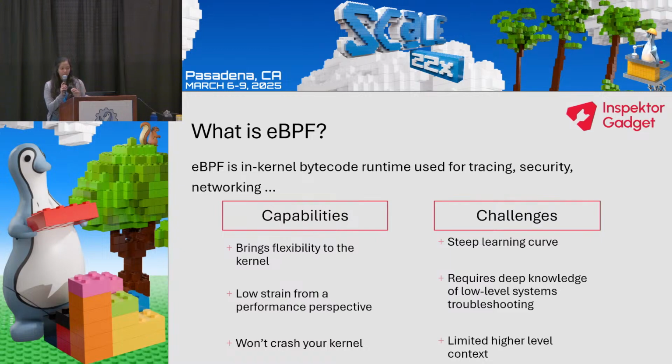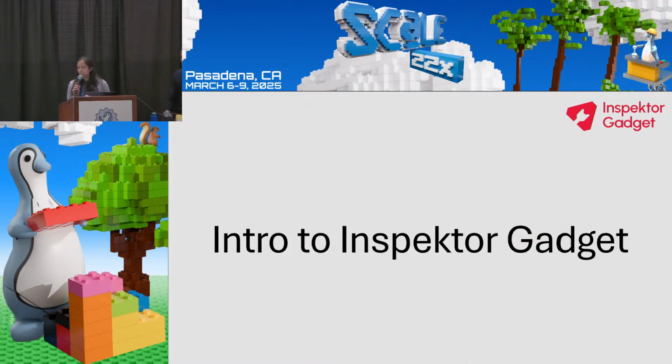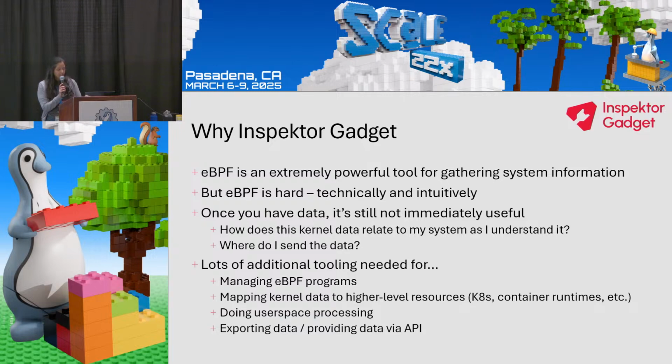Additionally, we can get all of this information using eBPF from the kernel. Super valuable. It's super granular as well. But what's missing is the higher-level concepts like containers and Kubernetes resources. So that is kind of where Inspektor Gadget comes into play.